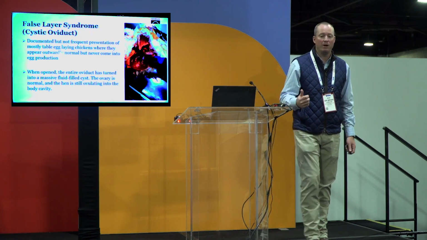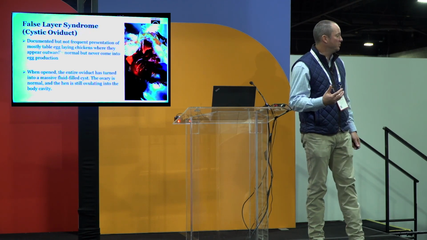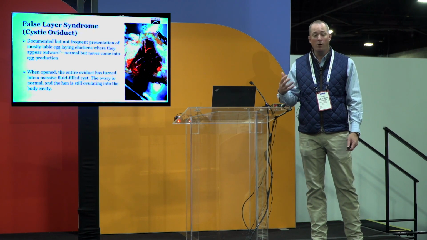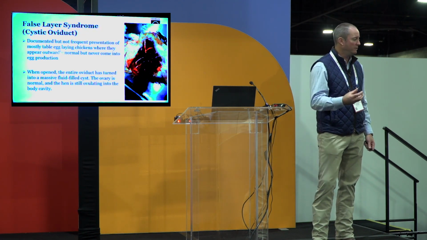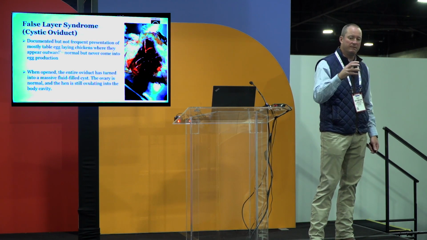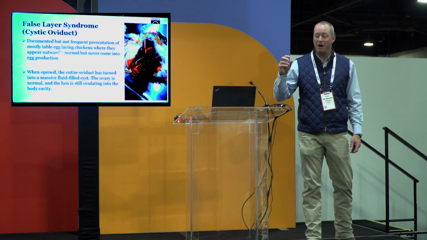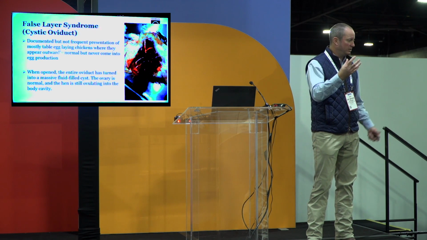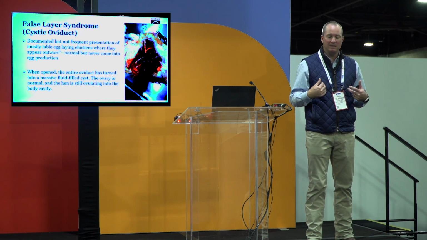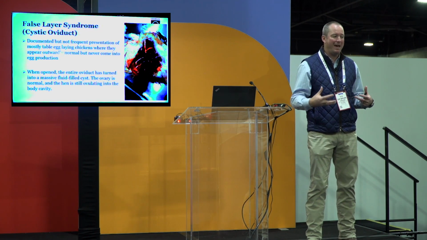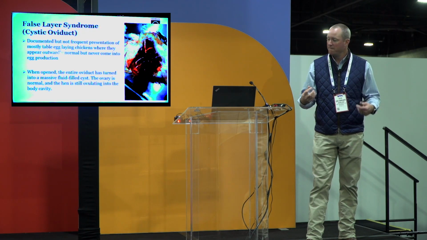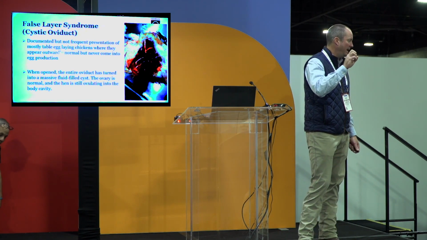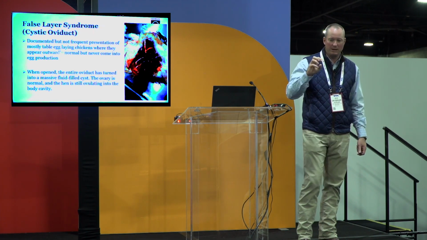When you open up that bird, you see that the oviduct has become one giant fluid-filled cyst. The ovary is still fully functional. You still have the hierarchy of follicles. Oftentimes these birds are still ovulating. The ova just get absorbed into the body cavity, and so you'll have a very bright fat pad where the yolk is being resorbed, but that oviduct is incapable of capturing that ovulated ova and forming a mature egg.